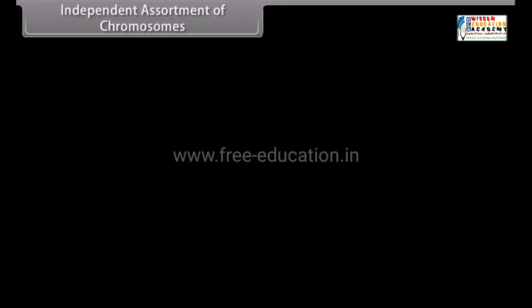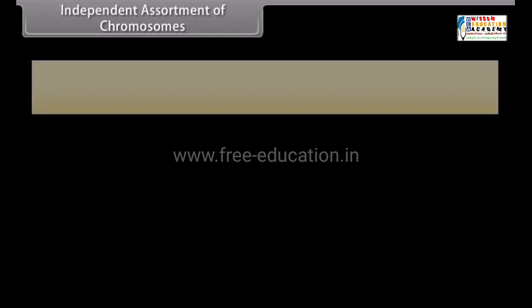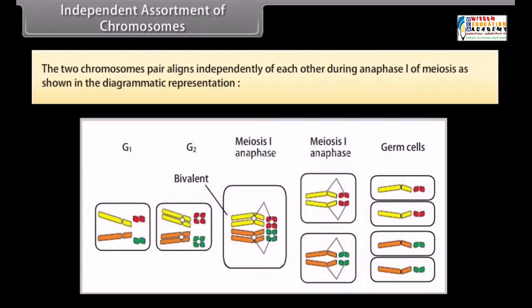Independent assortment of chromosomes. The two chromosome pairs align independently of each other during anaphase 1 of meiosis, as shown in the diagrammatic representation.